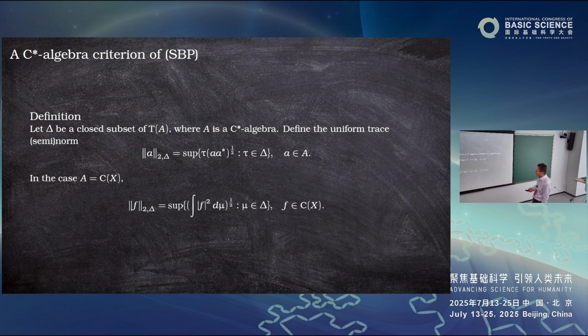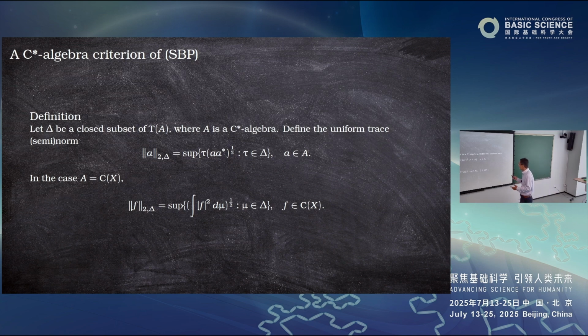And in the commutative case, this trace norm is just the L2 norm. You have a continuous function, you have some probability measure, then you just look at the L2 norm. But now the only thing is that you have more than one measure. You just look at all the L2 norms, then look at the supremum. That's the uniform trace norm.